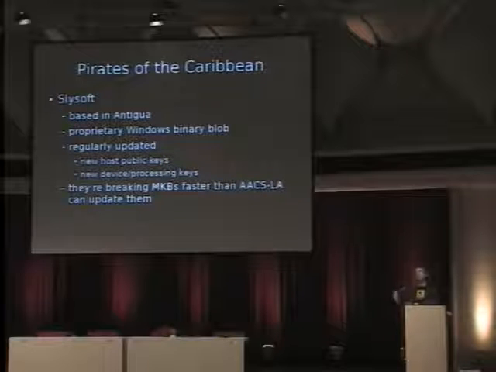And those binaries are regularly updated. So the way that they defeat the new media key blocks is every time AACS releases a new batch of DVDs that revoke the old keys that Sliceoft were using, shortly afterwards, there's a new blob that has a new set of device keys or a new set of processing keys or whichever key they've chosen, whichever step they've chosen to break the system at, they've just updated it with a new leaked key. And these guys are obviously, they've got some smart people in a lab and they're paying them good salaries to keep breaking these keys.